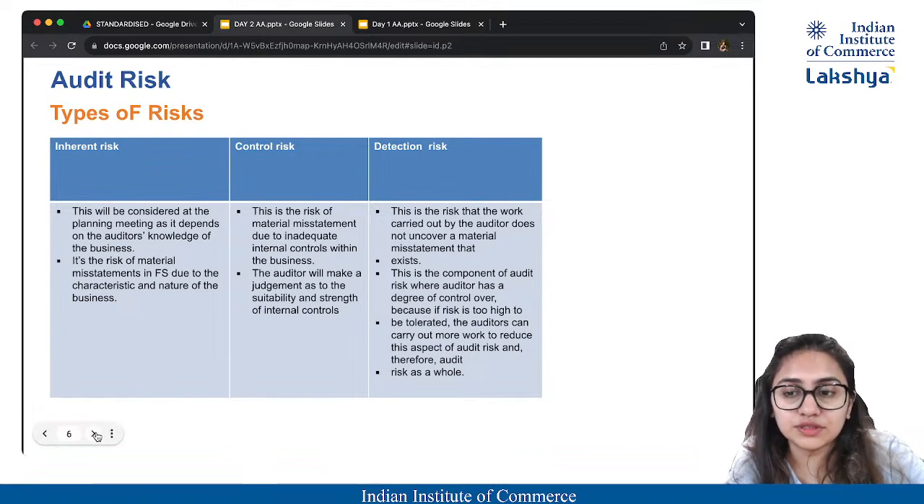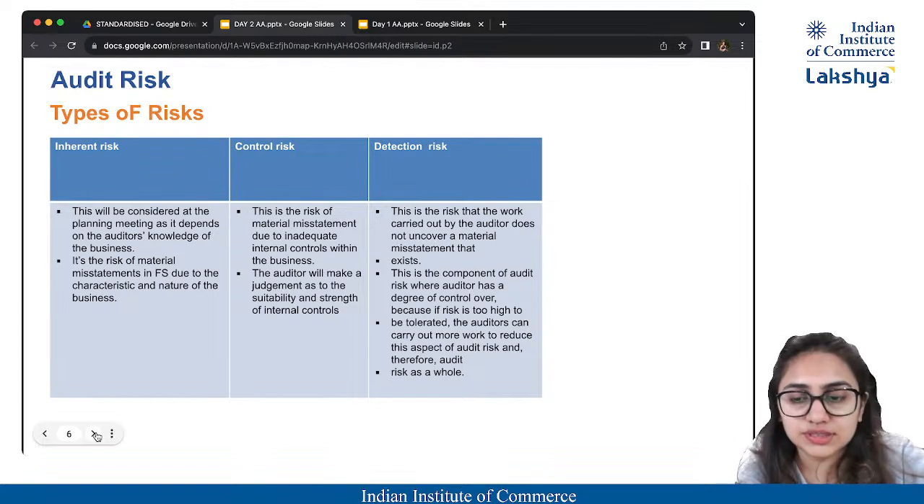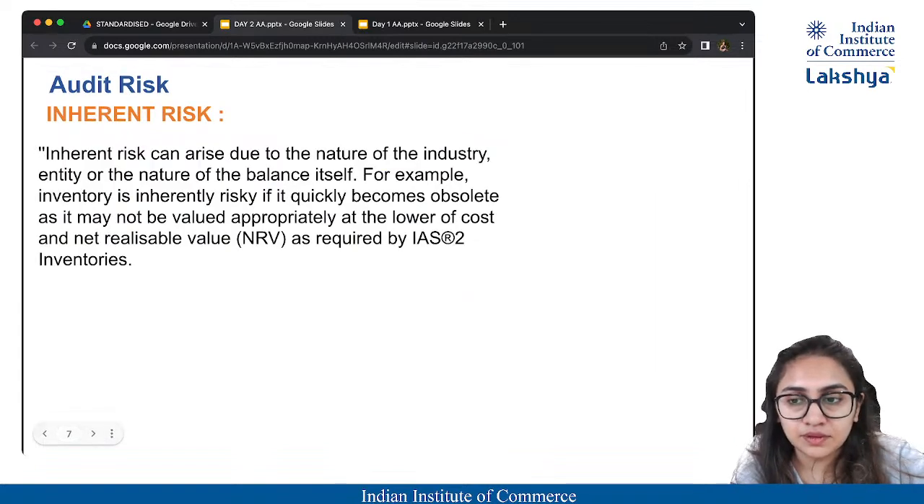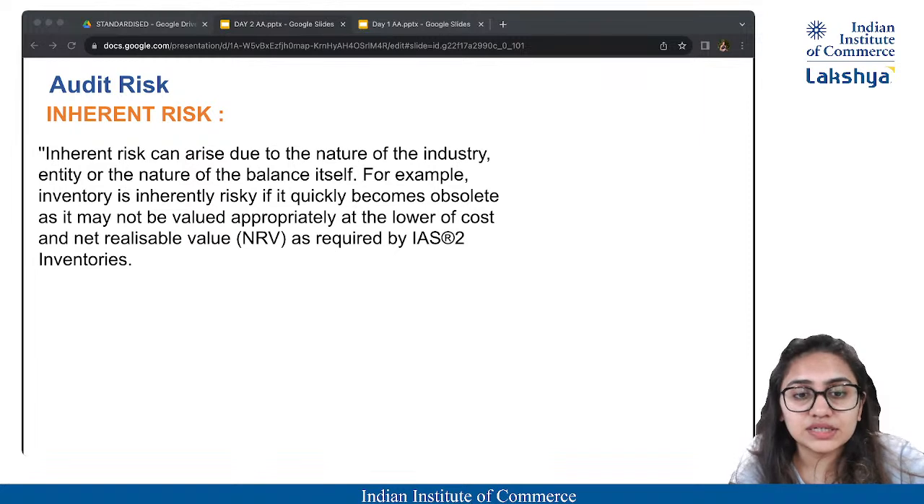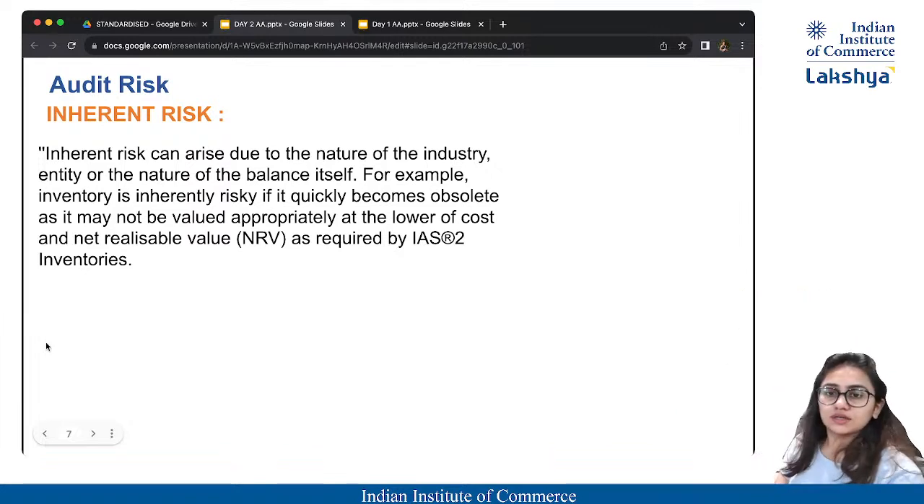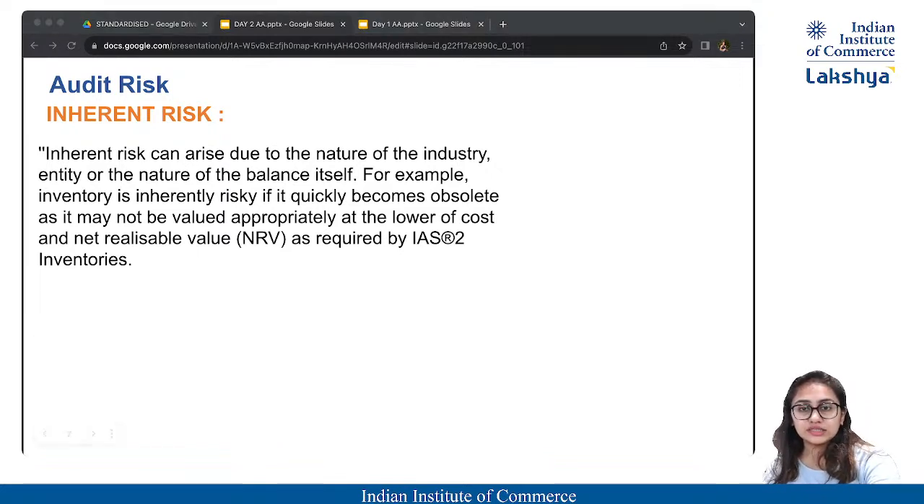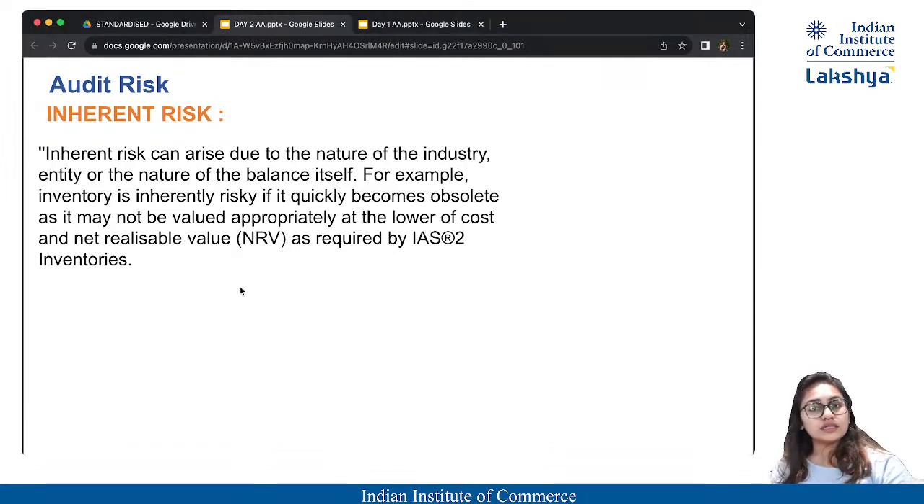So the three types of risks are already known to us: the inherent risk, the control risk, and the detection risk. Now every risk in detail. What is an inherent risk? Inherent risk can arise due to the nature of the industry, entity, or the nature of the balance itself. So it's there in the industry, it's there in the entity, it's there in the nature.